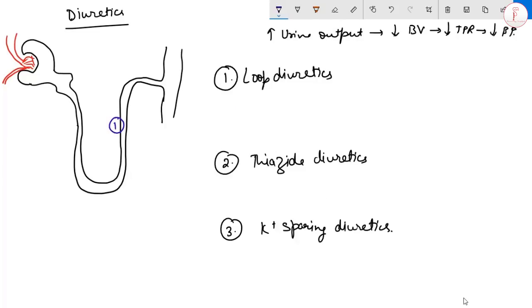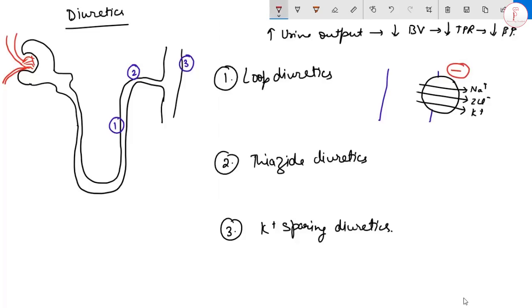So first, the loop diuretics show their actions at the ascending loop of Henle, where they inhibit the sodium 2 chloride potassium cotransporter. What it does is pump sodium chloride and potassium from the glomerular filtrate back to the blood. So when this is inhibited, there is more excretion of sodium chloride and potassium in the urine.